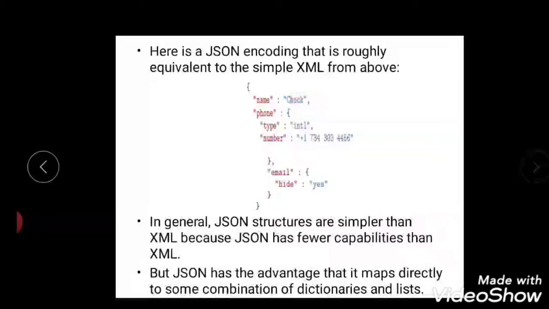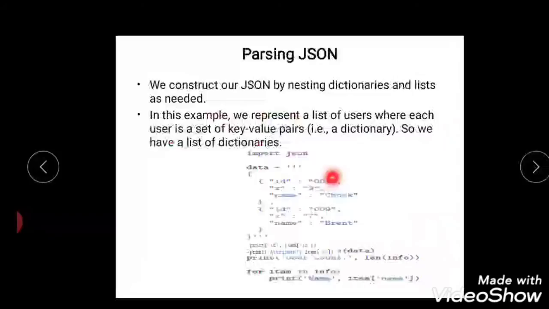Okay, and now let us see parsing JSON. How to parse JSON? We construct a JSON by nesting dictionaries and lists as needed, and if you look into it, you can see the lists look just like dictionaries. In this example we represent a list of users where each user is a set of key value pairs, so we have a list of dictionaries. In the JSON data I'm passing id equal to 1 and again id equal to 9. I can see two sets of data values, and this is key, this is value, as you know well in terms of a dictionary.